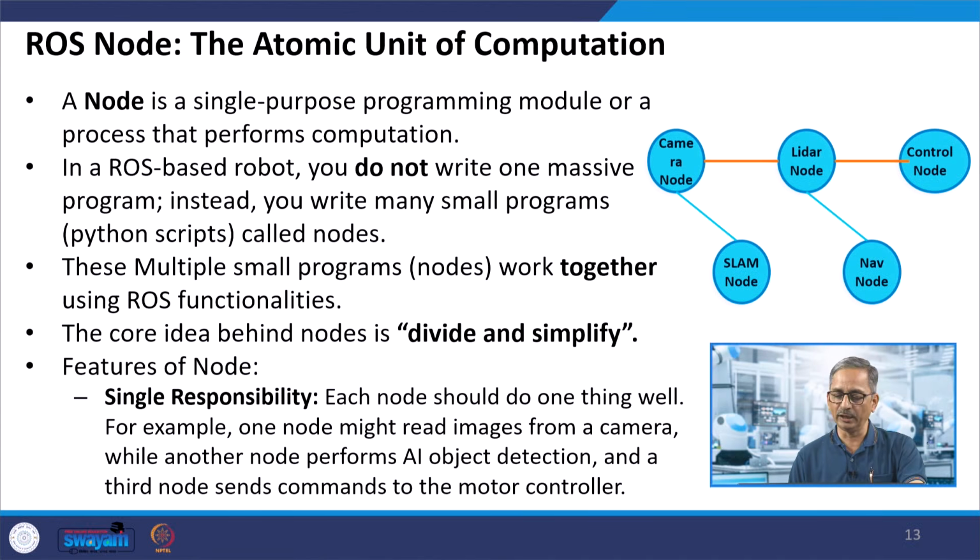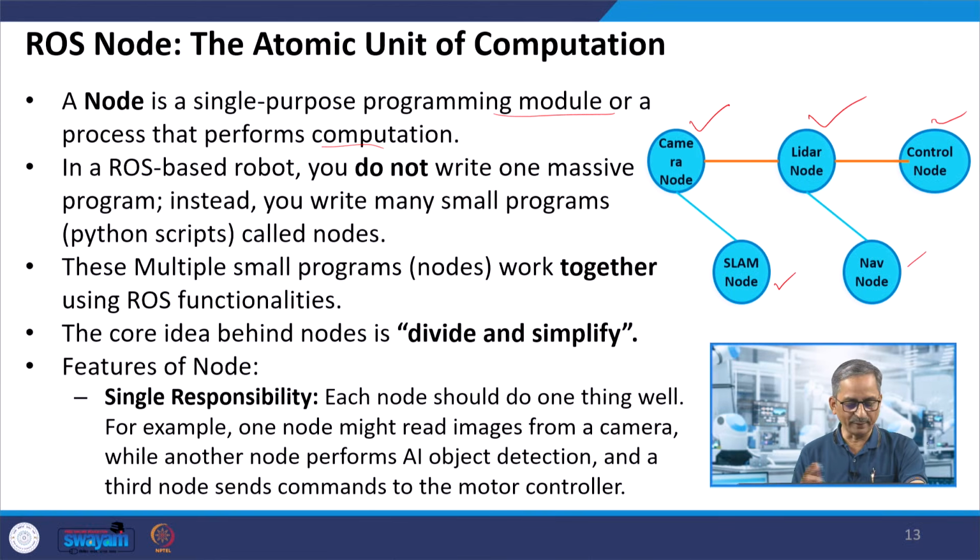A node, as I said, is a single purpose programming module, or a process that performs a computation. For example, you could have a camera node, a LiDAR node, a control node, a SLAM node, and a nav node. This type of system you can have. And in a ROS based robot, you do not write one massive program, instead you write many small programs called nodes. These multiple small programs work together using ROS functionalities, and the core idea behind it is divide and simplify.